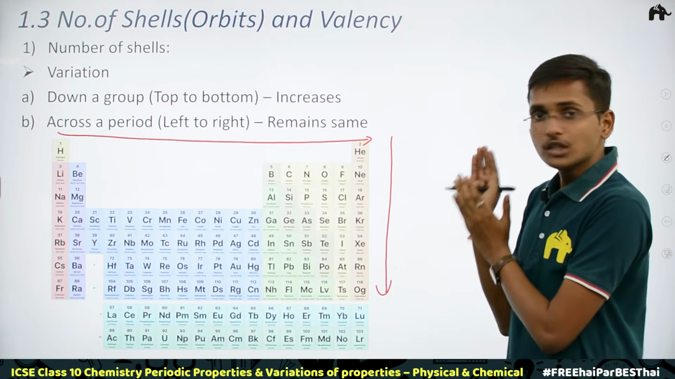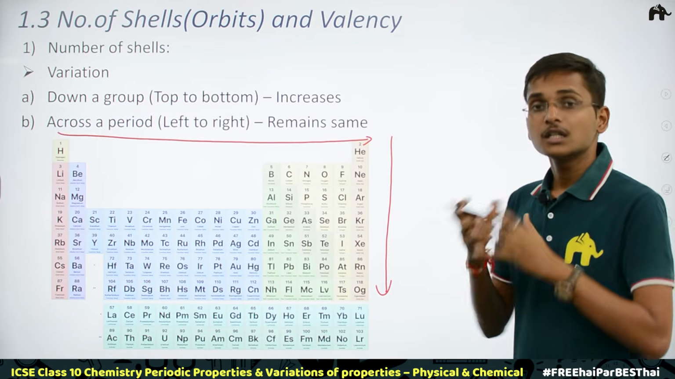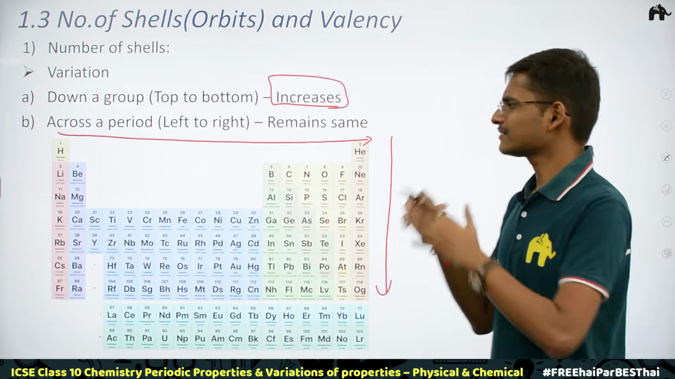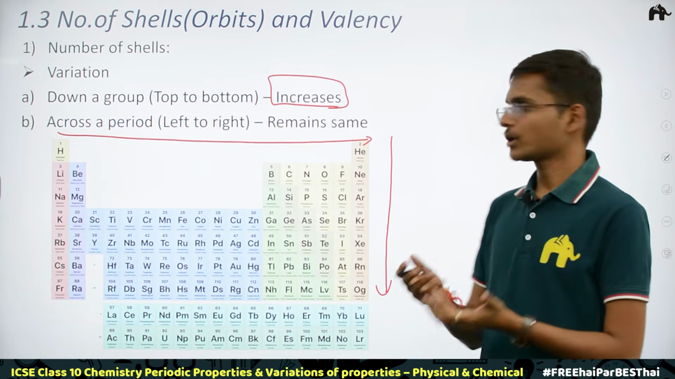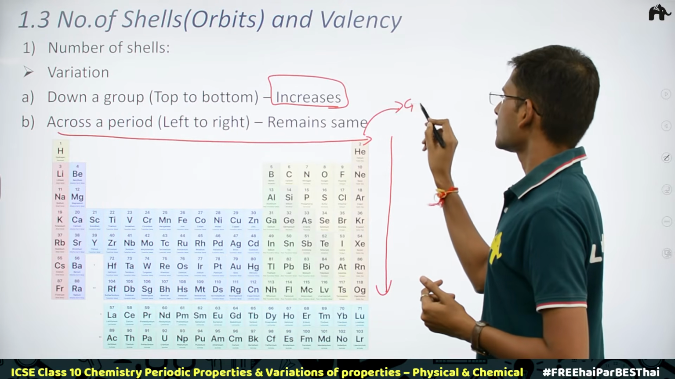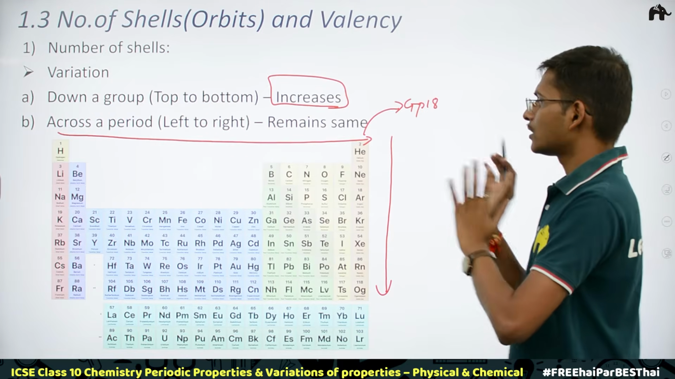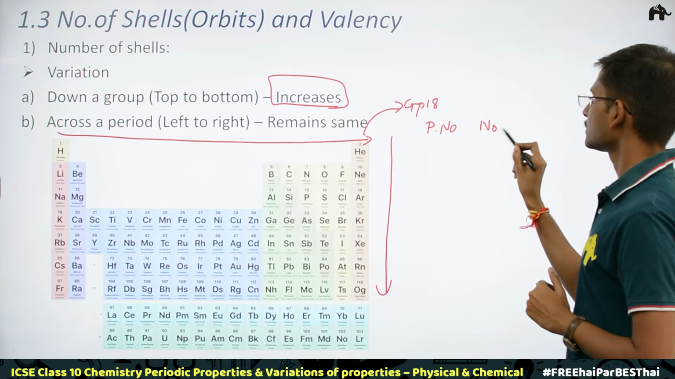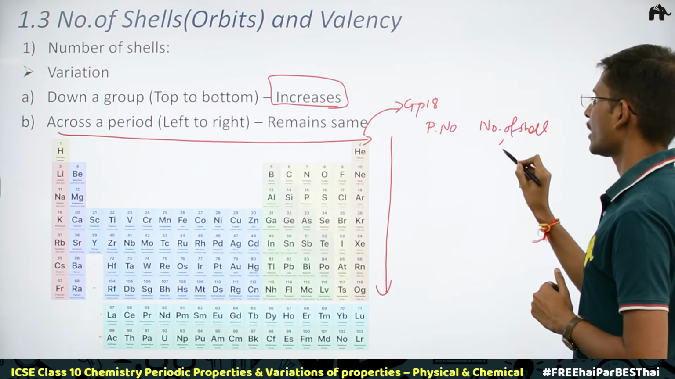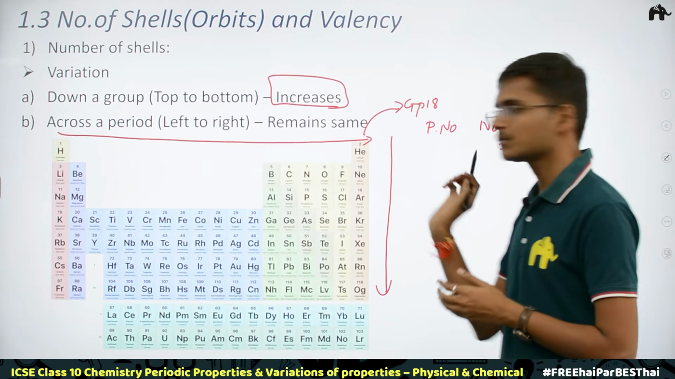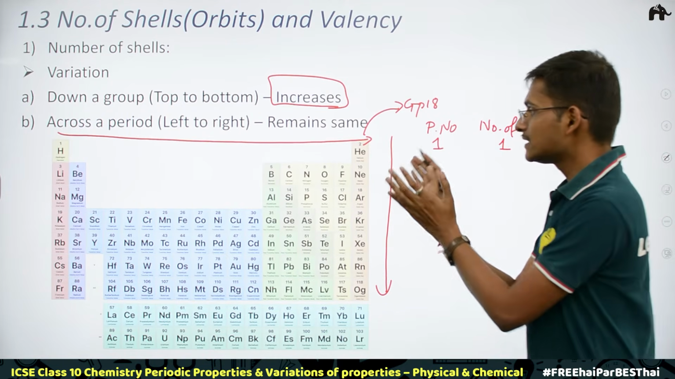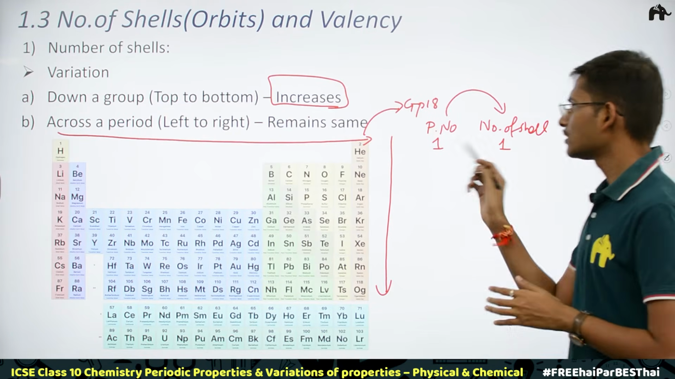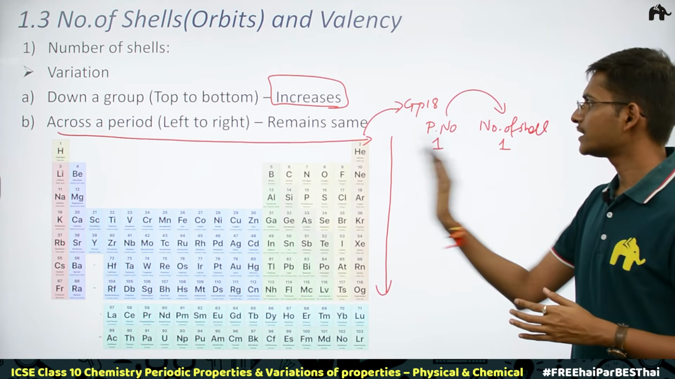Down the group, the number of shells increases. Now, how would you remember this? Let's understand this by taking an example. If I take the example of group 18 or 0 group elements, I know for the first period the number of shells is 1. Why? Because these elements belong to the first period, and I know the period number is equal to the number of shells. So the number of shells for the elements in period 1 is 1.